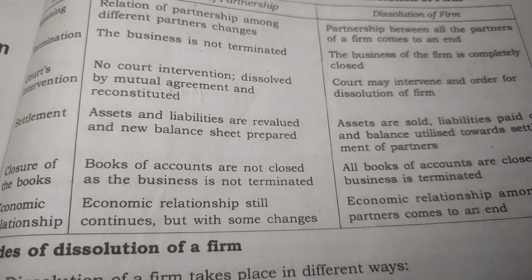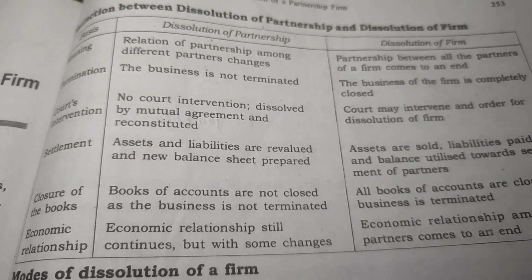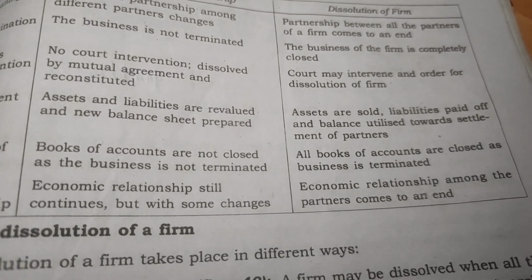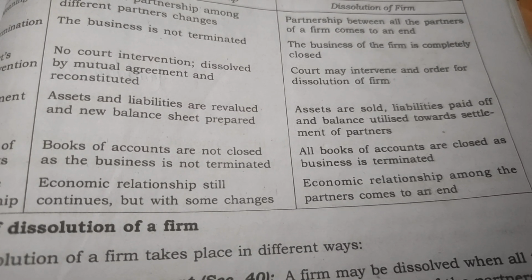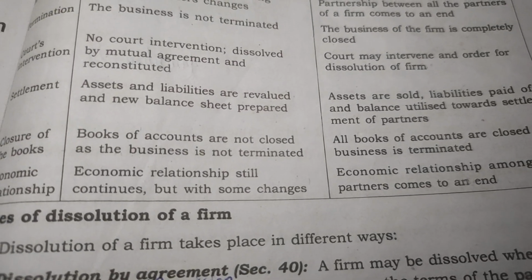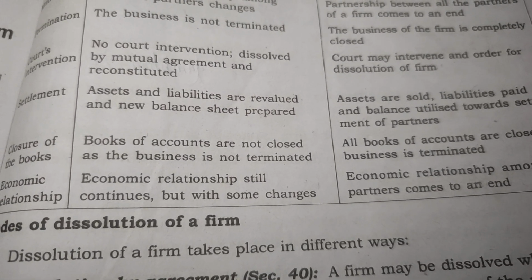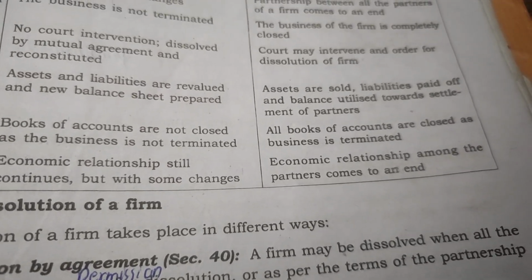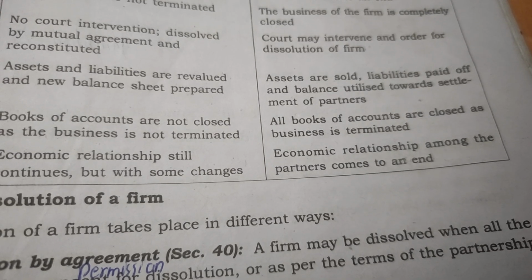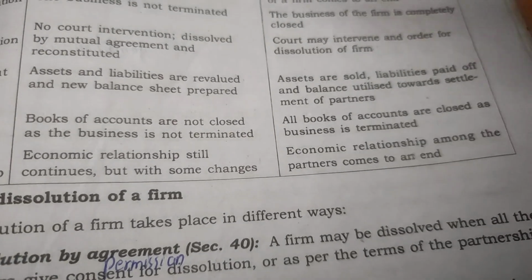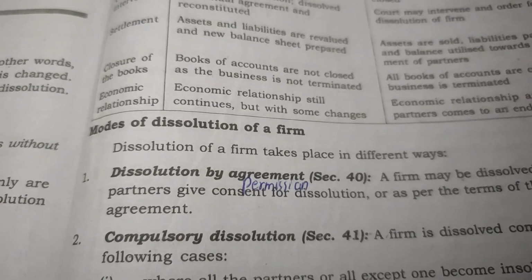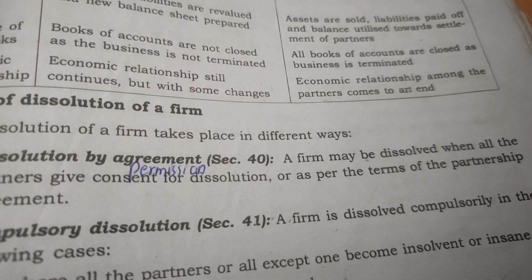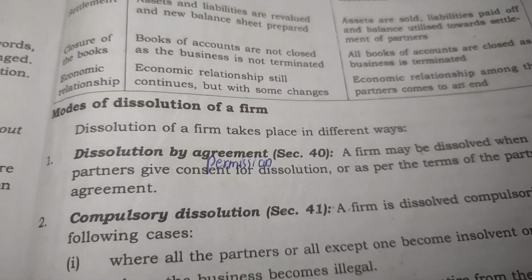Court may interfere. In the first case, next point, the assets and liabilities are revalued and a new balance sheet is prepared. In the second case, assets are sold, liabilities paid off and the balance utilized towards settlement of partners. Next point, books of accounts are not closed as the business is not terminated. In the second case, all books of accounts are closed as business is terminated. Next point, economic relationship still continues but with some changes. In the second case, economic relationship among the partners comes to an end.